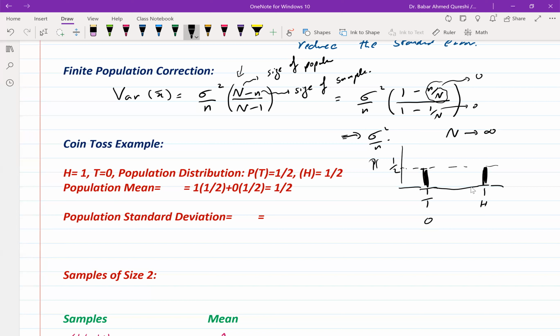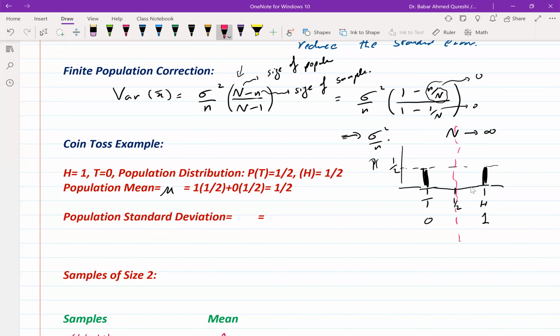And I'm giving them values 0 and 1. So 0 turning up has a probability half, 1 turning up has a probability half as well. So the population mean, which is mu, according to our formula, is just half, which makes sense. This is 0, this is 1, and they're equally distributed. So as you expect, the mean is in the middle at the value half.